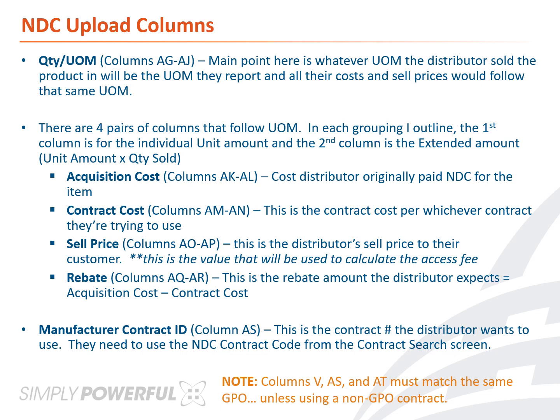Column AS is the manufacturer contract ID. You can also use the NDC internal contract ID as well. If you use a GPO contract ID in column AS, then you must also include the facility's LIC in column V. Columns V, AS, and AT are your 3 GPO specific fields. These 3 must all match the same GPO.